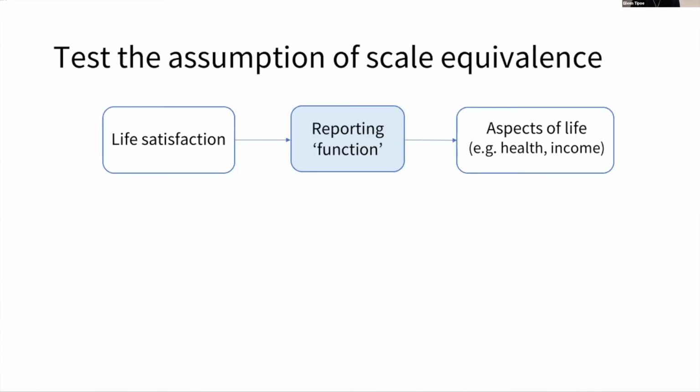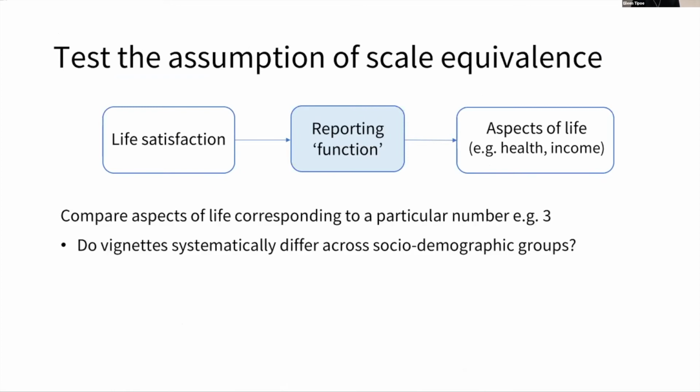And the way that we can use this to test the assumption of scale equivalence is this: across different respondents, we give them the same number, say 3, and each of them designs their own vignette corresponding to a life situation in which they would answer 3. Then we look for systematic differences across socio-demographic groups. It's quite obvious that no two people are going to say the exact same vignette, but we're more concerned that, for example, richer people would need a higher income to say 3 than poorer people. Then maybe there would be systematic differences there.